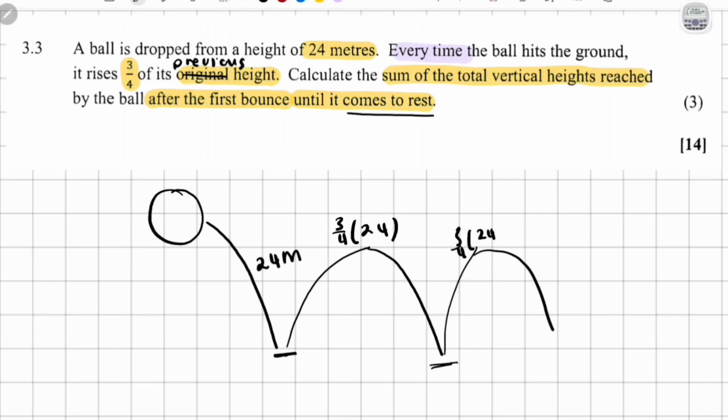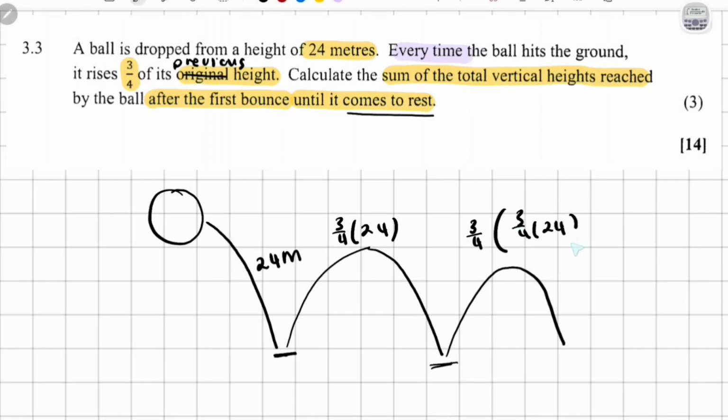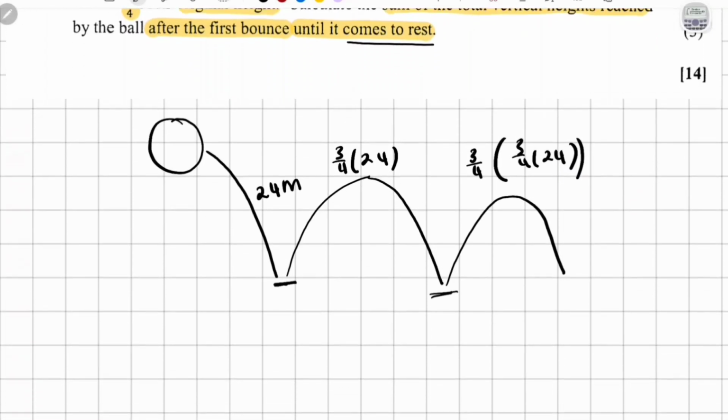So for it to eventually just stay on the ground, what it should be doing is reaching 3/4 of its previous height. This is the original height, then it hits the ground and rises 3/4 of whatever the previous height was. Then it hits the ground again and rises 3/4 of whatever the previous height is. This height is 3/4 times 24, so it's going to be 3/4 of this height now.